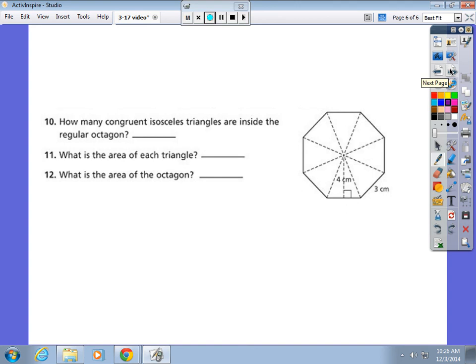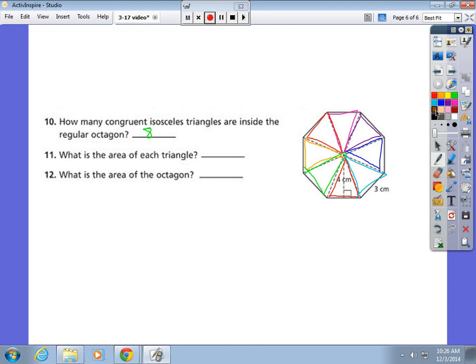Number 10, how many congruent isosceles triangles are there? Well, let's start here, right at the bottom. I have 1 isosceles triangle, 2, 3, 4, 5, 6, 7. There are 8 isosceles triangles in the octagon. What is the area of each triangle?